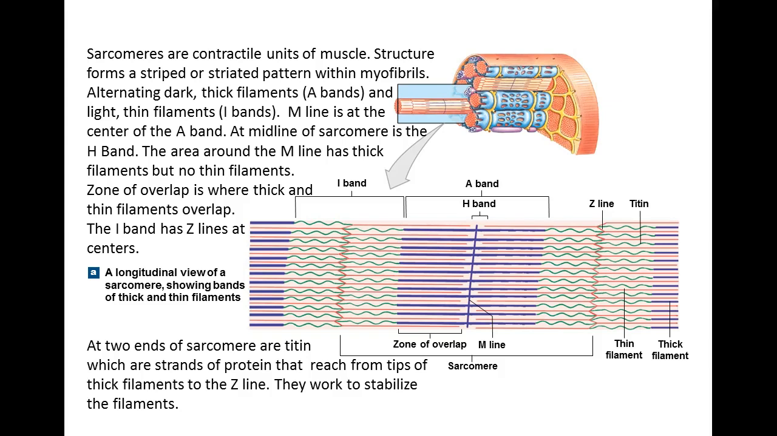The zone of overlap is where thin and thick filaments can overlap and do overlap when this muscle is contracting, and we consider that the Z lines. So Z line is where you have this zone of overlap where thick and thin filaments overlap. The I band has Z lines at the center. So there is a place where they can overlap, and that is up to the Z lines. We'll pick this up at the next one.